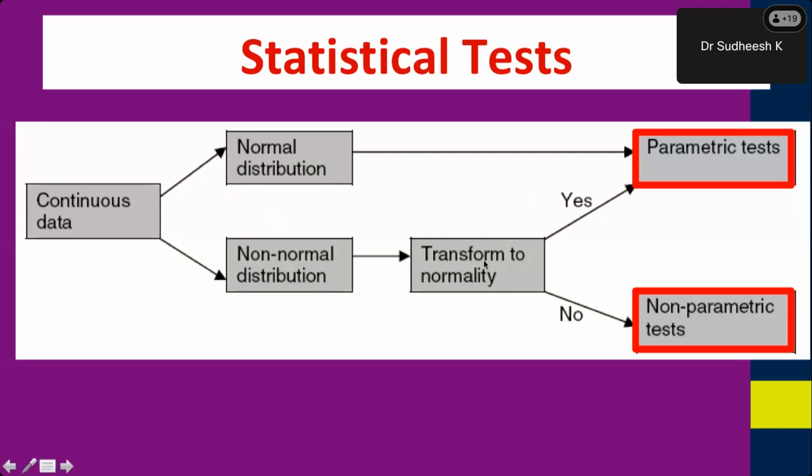I don't want you to break your head on all those things. You just tell the statistician to make an attempt to transform to normality. Once they do a transform to normality, if those transformed data show normal distribution, then again you can apply a parametric test. If it doesn't, in spite of this manipulation, show normal distribution, then you can go for a non-parametric test. Now, what are these parametric and non-parametric tests?